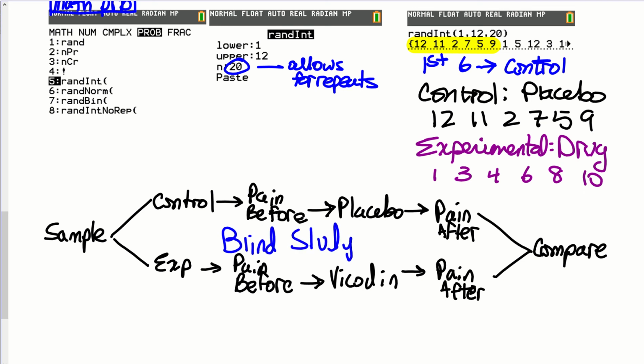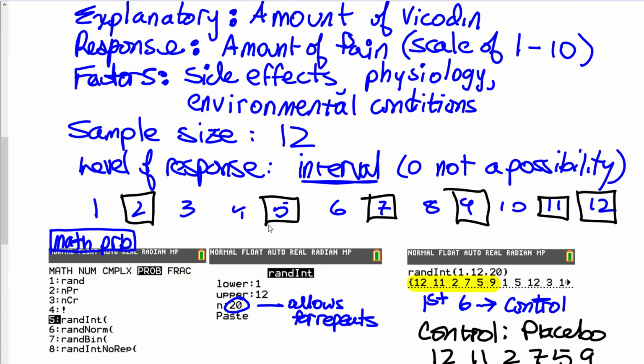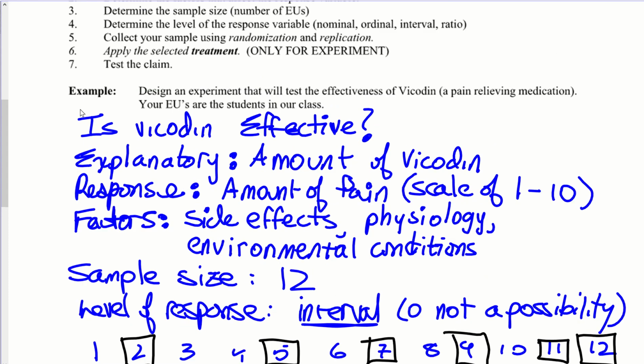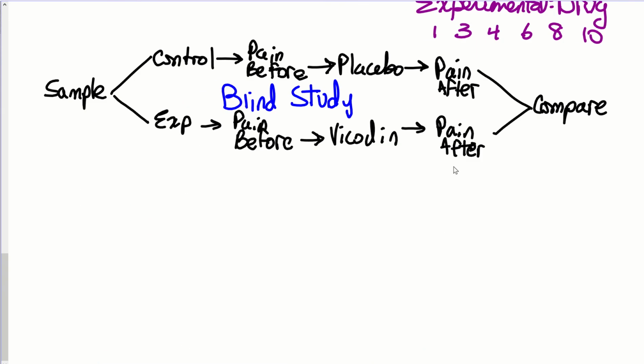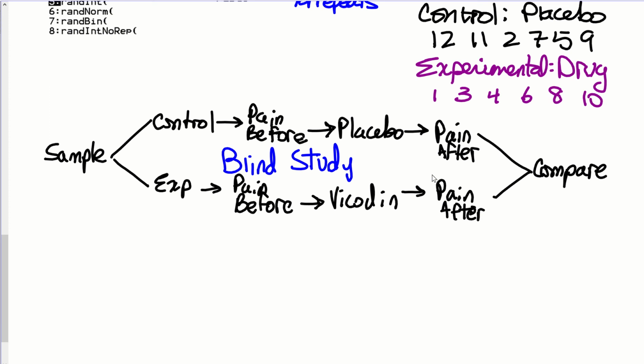Because really it was just a choice between blind and double blind, because it wouldn't make any sense to give a person a placebo and then tell them that they have a placebo. That would defeat the purpose of having the placebo to begin with. All right. So that's really how we design a study, because after that it's test, apply your selected treatment and then test the claim. We haven't learned how to test claims yet. We're going to do that next week.